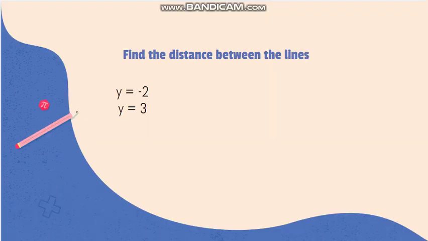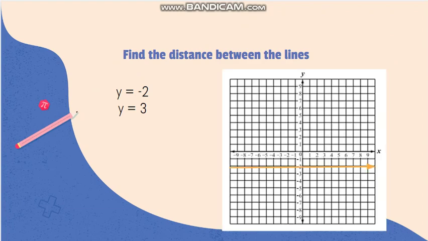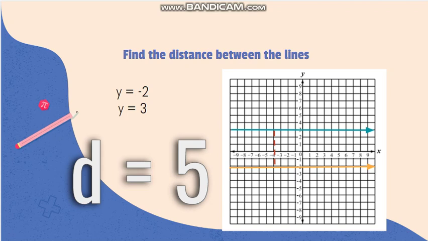And then our last couple of problems, we're finding our distance between the lines. You do not have to graph your lines, but just as a visual example, we're talking about y equals -2 and y equals 3 to find the distance between these lines. Y equals -2 is a horizontal line here. Y equals 3 is a horizontal line here. So the distance between these lines is 5. We're talking about two horizontal lines here. So at any point, the distance between these lines is 5.